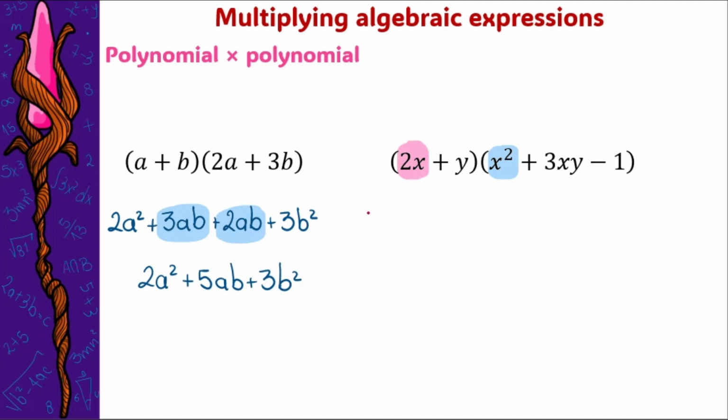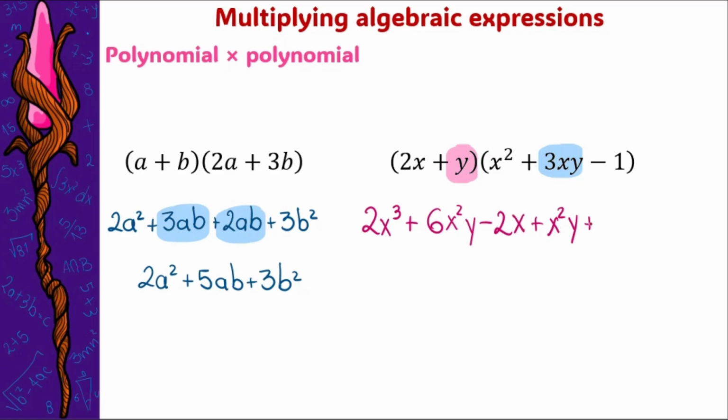2x times x to the square, it will be 2x to the cube. 2x times 3xy, it would be 6x squared y. 2x times minus 1 is minus 2x. Now we repeat with the y. Y times x squared is x squared y. Y times 3xy, it would be 3xy to the square. And finally, y times minus 1, it would be minus y.